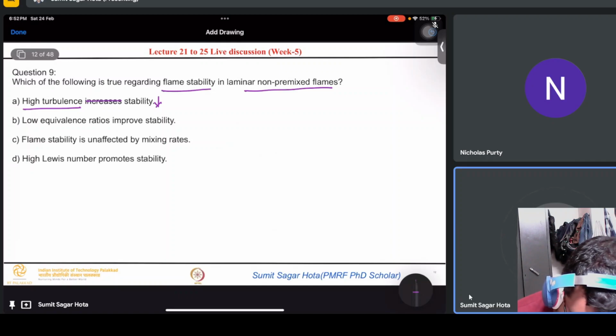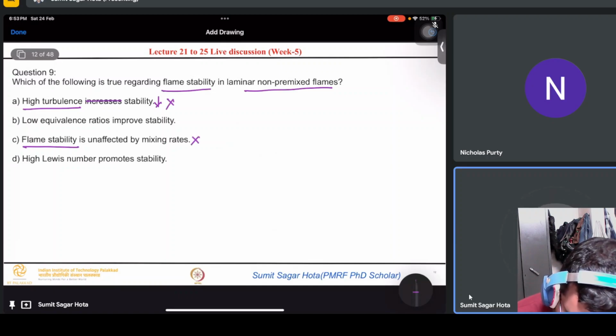Next one. Flame stability is unaffected by mixing rate. Obviously it depends on the mixing, because if the mixing is very good or very lean, the stability can be affected. If the mixture is very rich and there is less oxidizer, the flame stability can be affected and there will be flame extinction. So this cannot be the option.